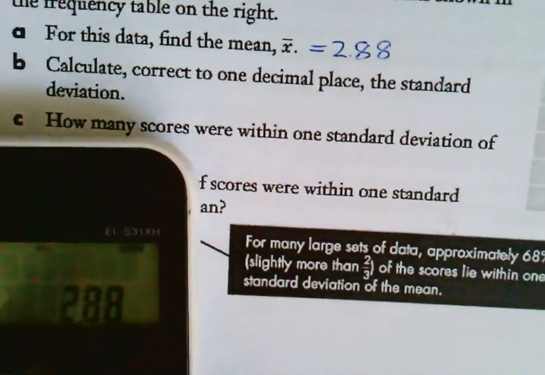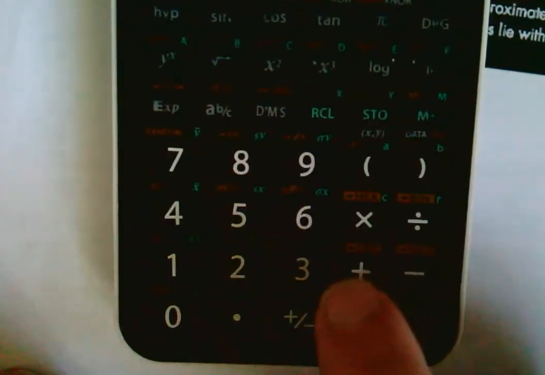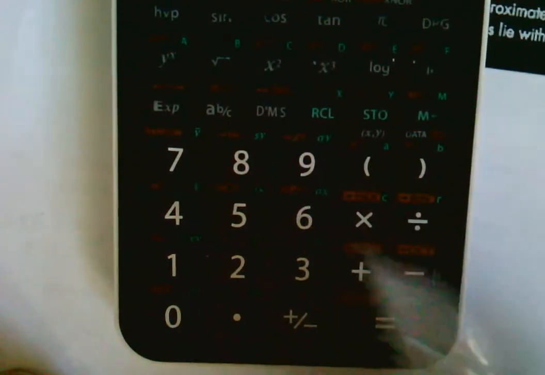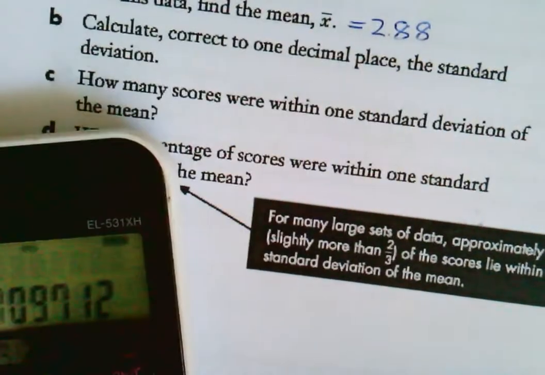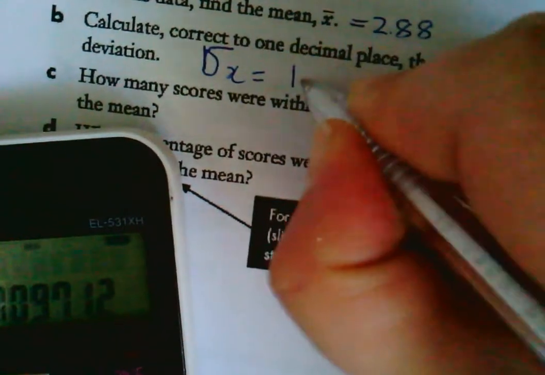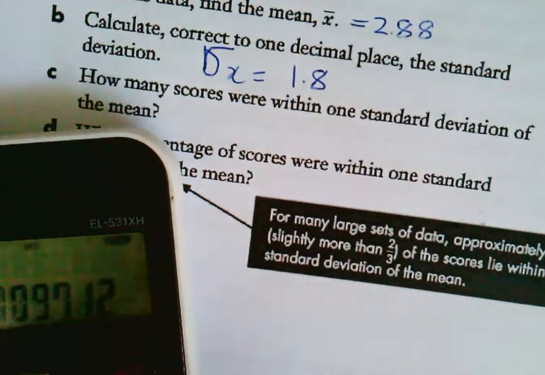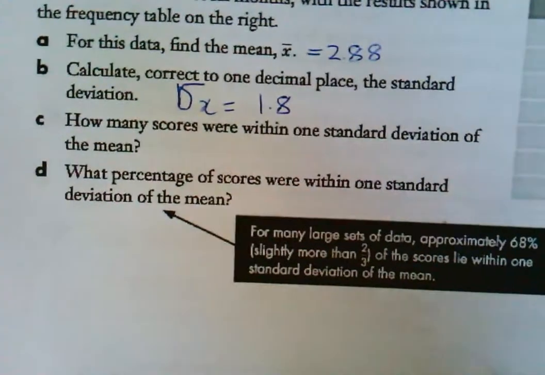And now we want the standard deviation. Well, the data has already been entered, so we come back to our calculator, recall, standard deviation is on top of the number 6, standard deviation, and my standard deviation is 1.807. Now we want it to 1 decimal place, so sigma x is 1.8 to 1 decimal place. Okay? Scores were within 1 standard deviation of the mean.